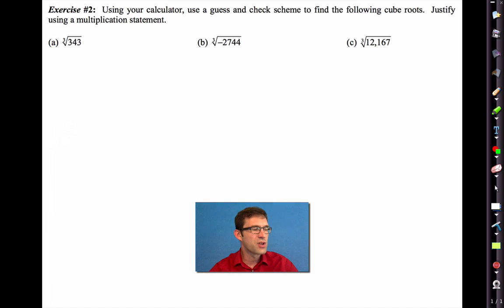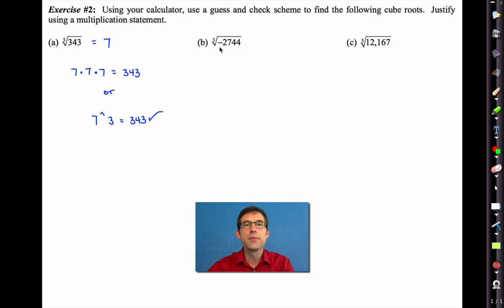All right, let's go through them. Well, the cubed root of 343 is 7. Now, I don't know that one off the top of my head, but if I take my calculator out and I put in 7 times 7 times 7, I find that it's 343. Or better yet, if I use my caret button, if I put in 7, then hit the caret and 3, I also get 343, which is awesome, okay?